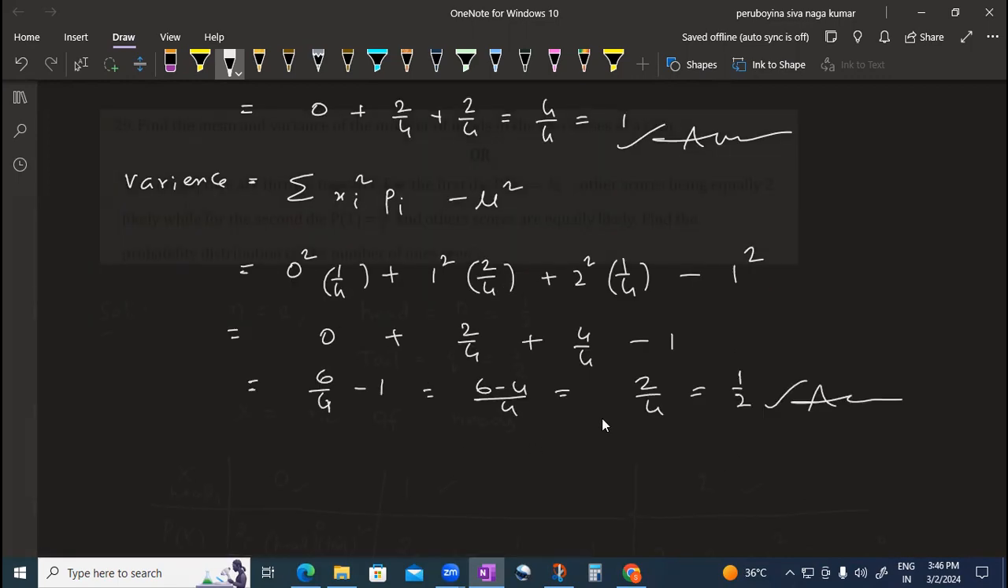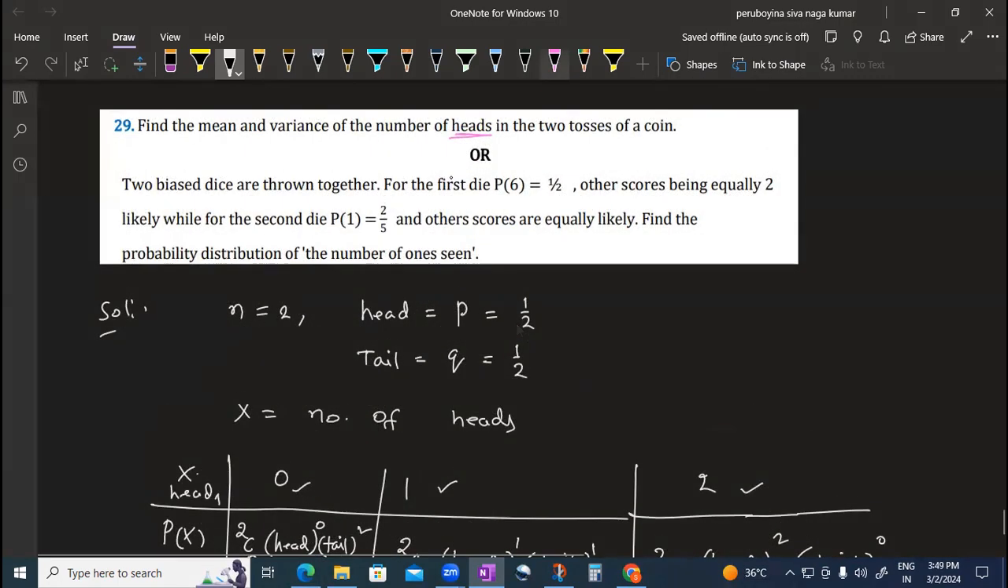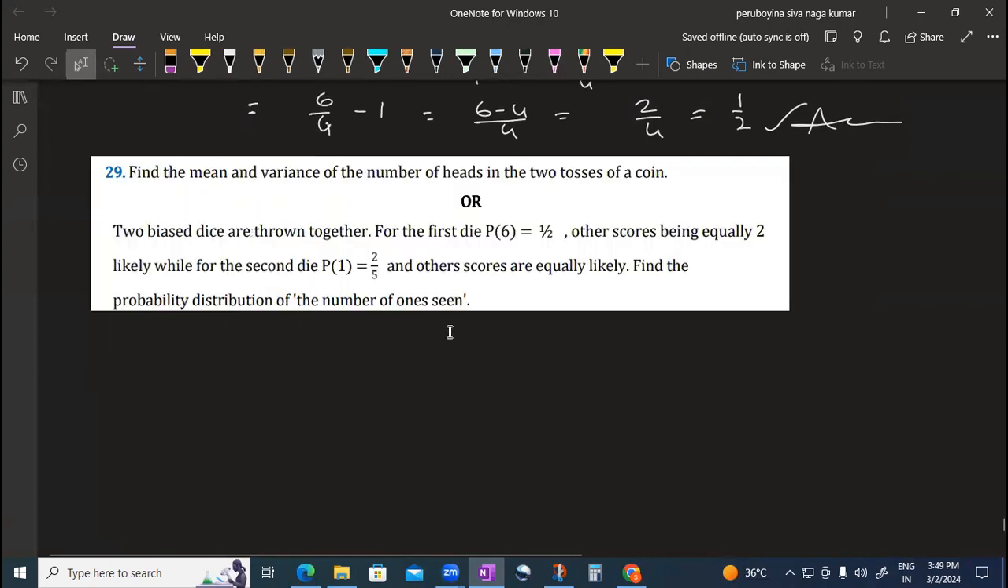This question says two biased dice are thrown together. This is our question. A biased die means it is already programmed.